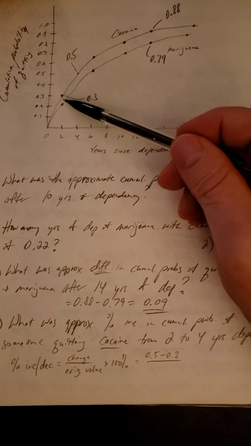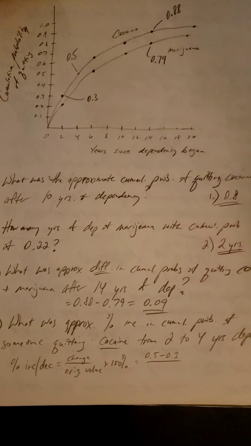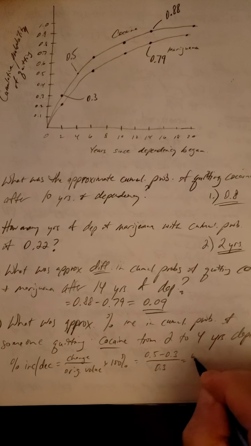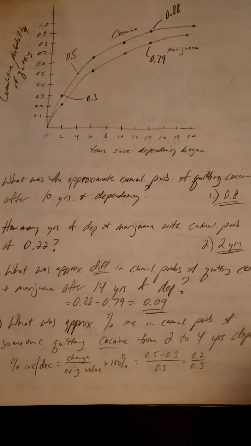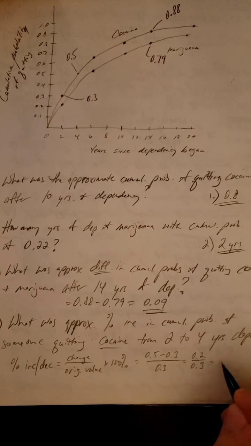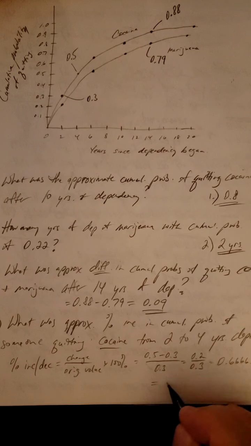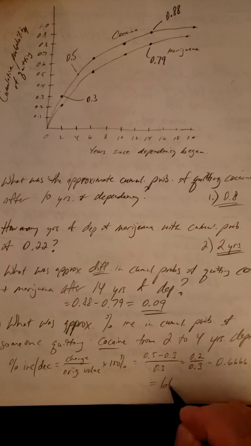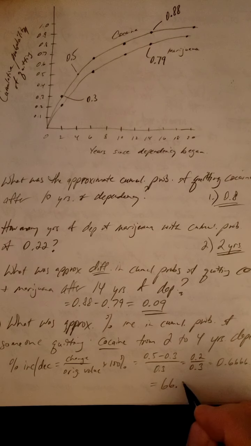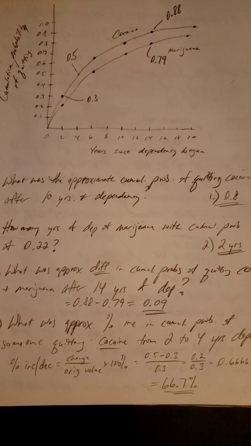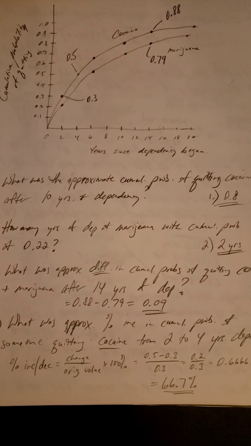So remember, originally we're going to start with the 2 years, and then as we go to 4 years, so we're just going to go chronologically. So 0.3. So this is going to be 0.2 over 0.3, which is equal to 0.66666. And so if we multiply it by 100 and round it, we're going to get 66.7%. So that would be the approximate percentage of increase, 66.7%. All right, so that wraps up the first page, and we'll see about some more pages to come.